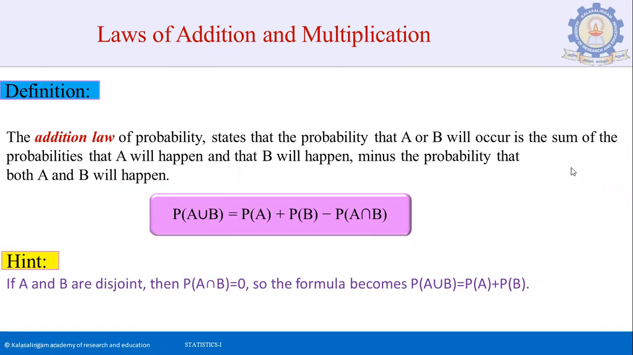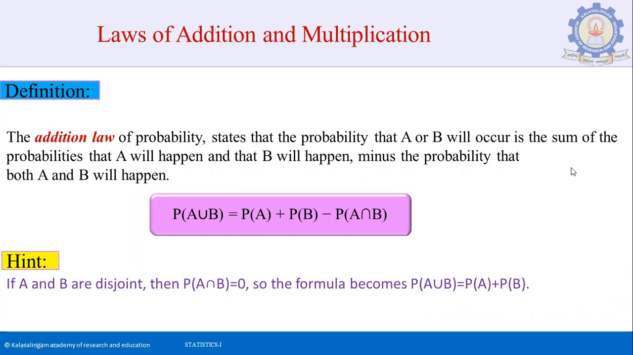Definition: the addition law of probability states that the probability that A or B will occur is the sum of the probability that A will happen and the probability that B will happen, minus the probability that both A and B will happen. That is, probability of A union B is equal to P of A plus P of B minus P of A intersection B.